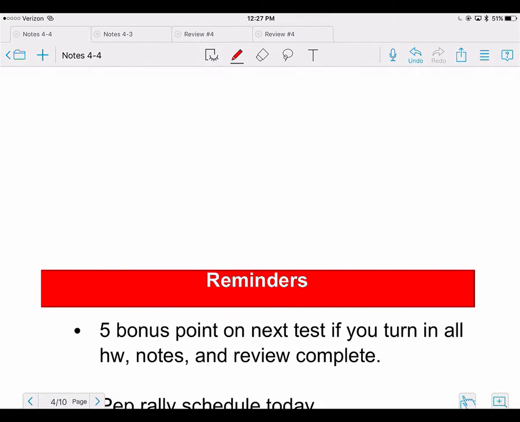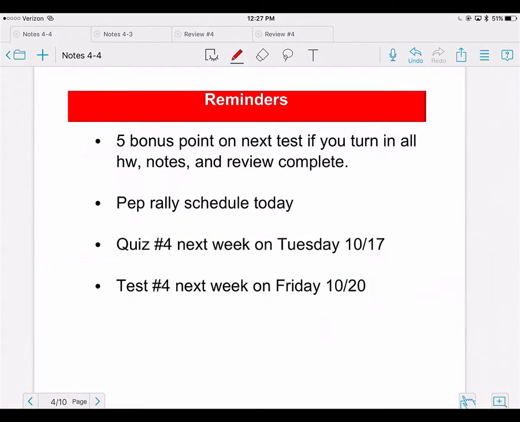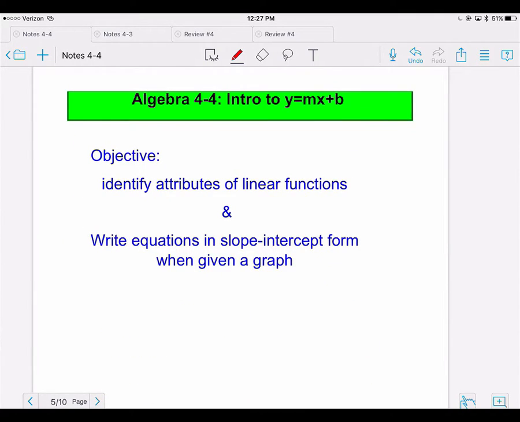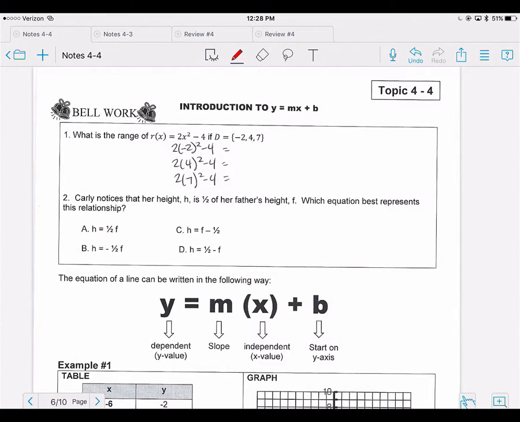So, a couple quick reminders, 5 bonus points on the next test if you have all your homework, notes, and review. Pep rally scheduled today. Quiz 4 is next Tuesday, and then test 4 is next Friday. Our objective for today is to identify attributes of linear functions and write equations in slope-intercept form when given a graph. So, at this time, you need to make sure you have your notes out to 4.4. If we need to get that settled, sub, please pause the video now.